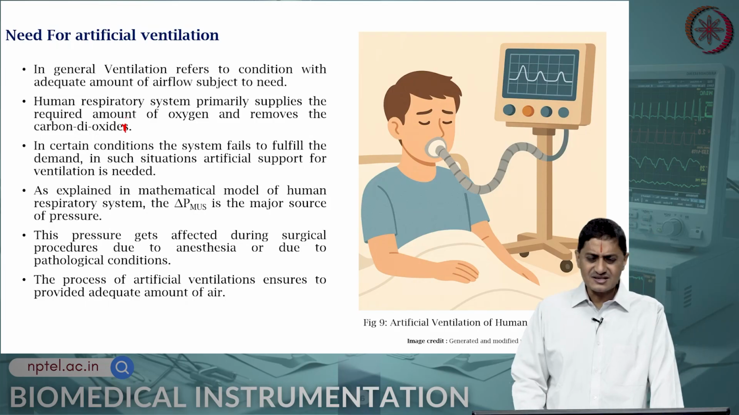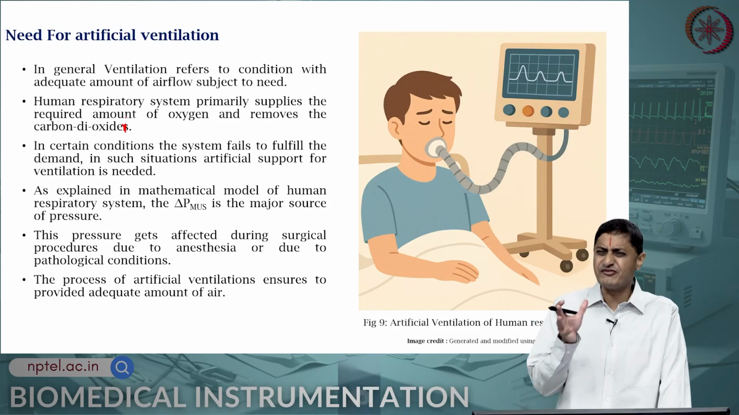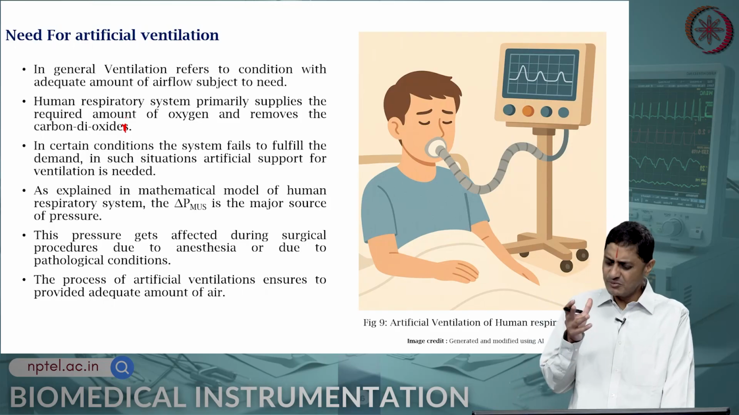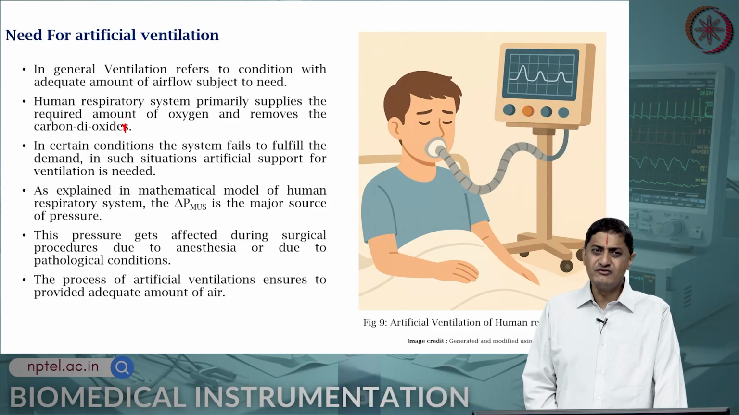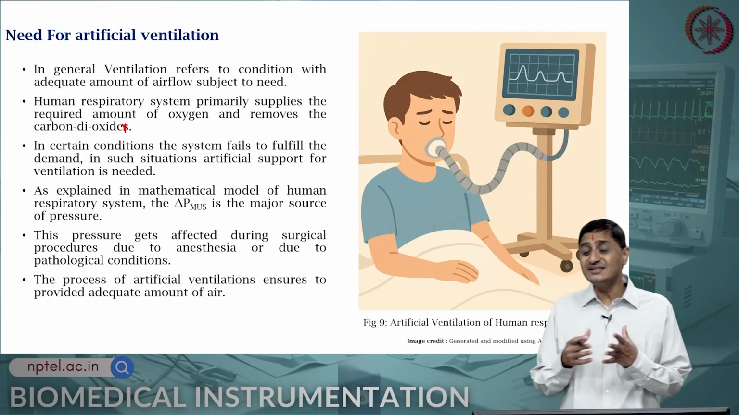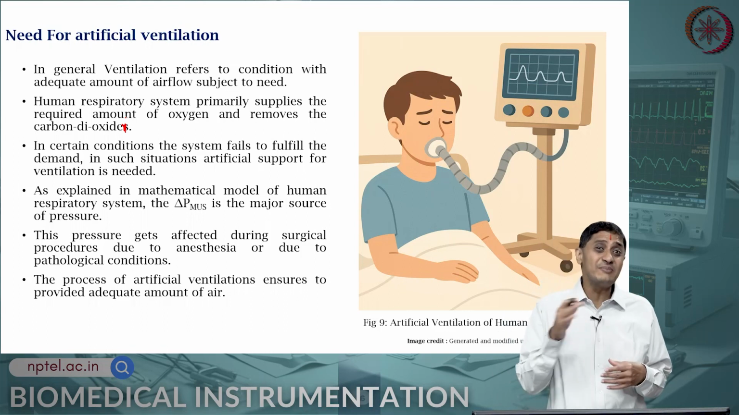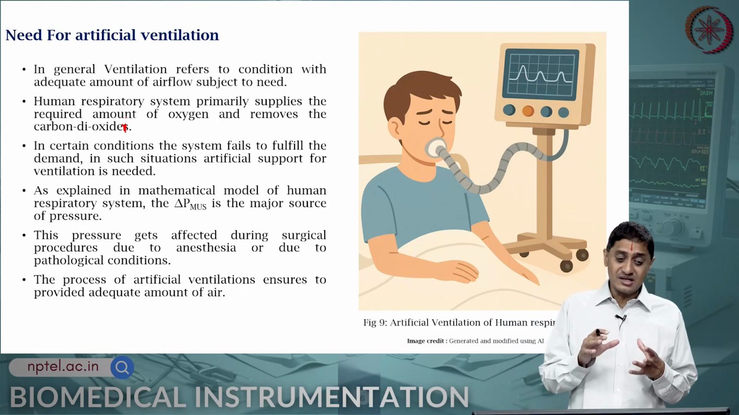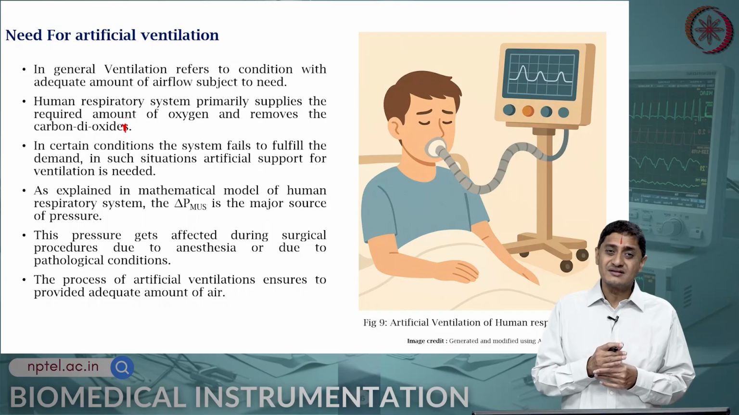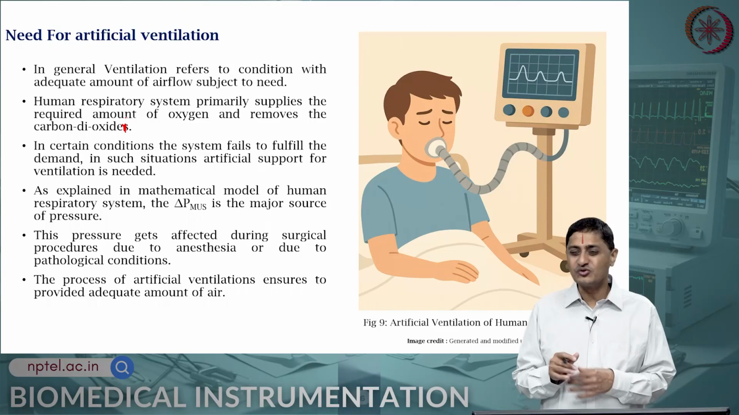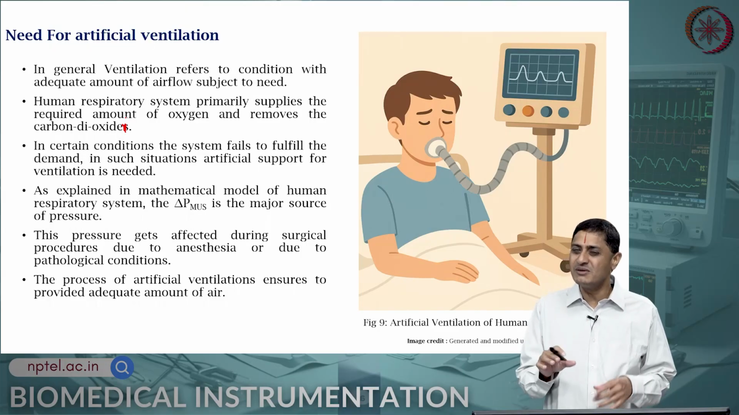But in some cases, the system may not be able to fully function. Remember, it is not that it is completely dysfunctional, but rather it is not able to fulfill the full demand. In such conditions, there is a need to provide artificial support. This is only needed until the system regains its original function, because the system is also constantly repairing itself. Until the respiratory system comes back to form, you need to provide ventilation. After that, the person can breathe on their own. So, ventilator support is only needed for some time in many of these cases.